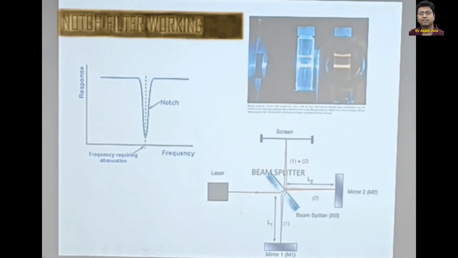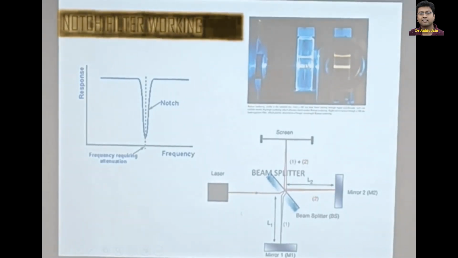This is the laser that is falling onto the sample and you can see nothing about the sample here. It's only the laser light that is interacting with the sample.